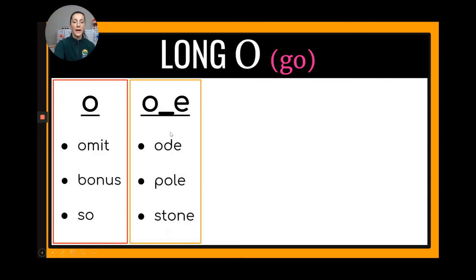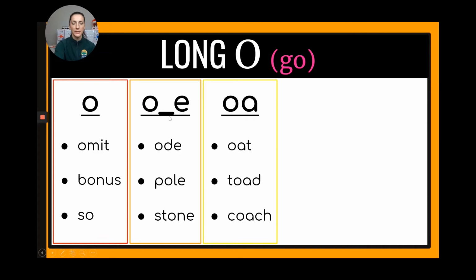Okay, so the next one that we have is O consonant E, right? That line underneath stands for consonant. So O consonant E, we have ode, and ode is a song, pole, and stone, right? So you see O consonant D is E, O consonant is L, E, O consonant is N, E. You guys get the point, right? Next we have OA. OA also makes the long O sound. So we have oat, like oatmeal, toad, and coach. So you hear the long O in each of those.